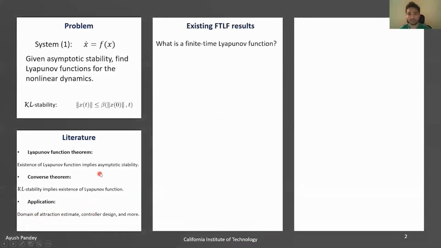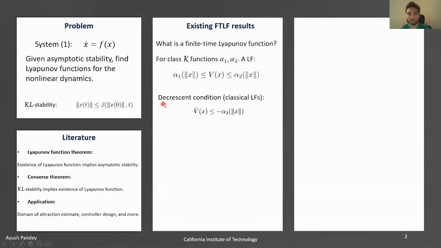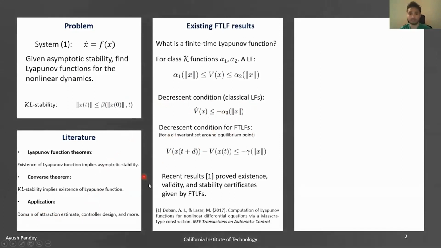We use finite time Lyapunov functions for this purpose. A finite time Lyapunov function can be understood by looking at the classical Lyapunov function definition. The decrease condition in the classical Lyapunov functions can be viewed as an infinitesimal version of the decrease condition in finite time Lyapunov functions. Recently, a paper by Doban and Lazar showed stability certificates using FTLFs for nonlinear dynamics. We extend their results to provide a constructive algorithm to find Lyapunov functions.